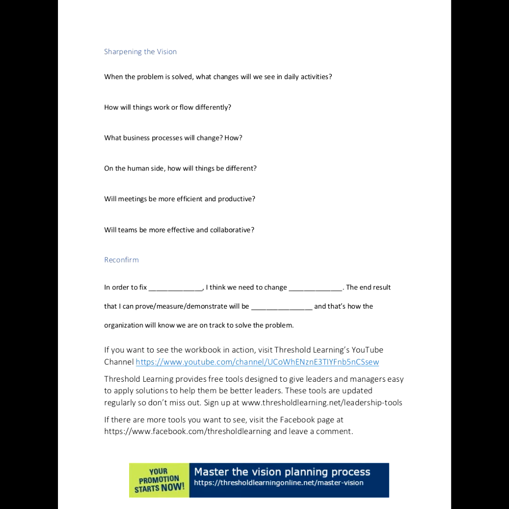What changes will we see in daily activities? How will things work or flow differently? What business processes will change and how? On the human side, how will things be different? For example, will there be fewer nasty meetings? Will teams be set up to fight less because processes have changed? The human side matters, but that's not enough to get your organization to change. So you need to connect that to what happens downstream.